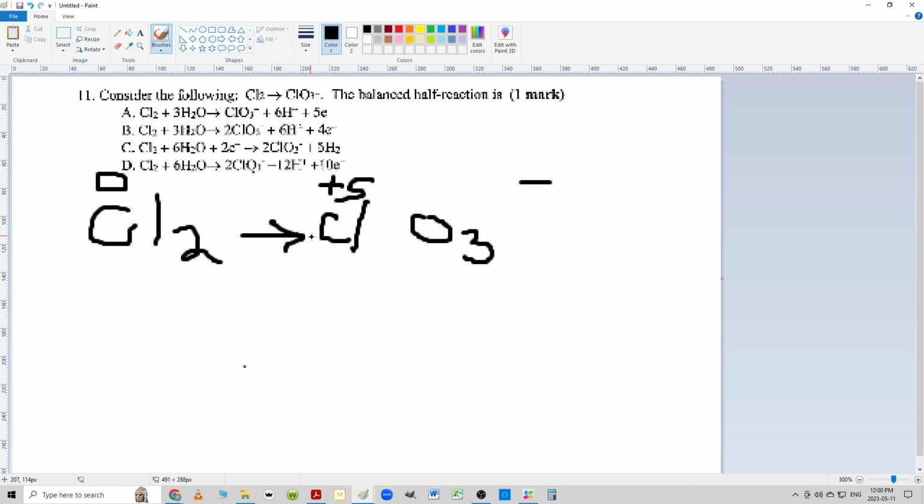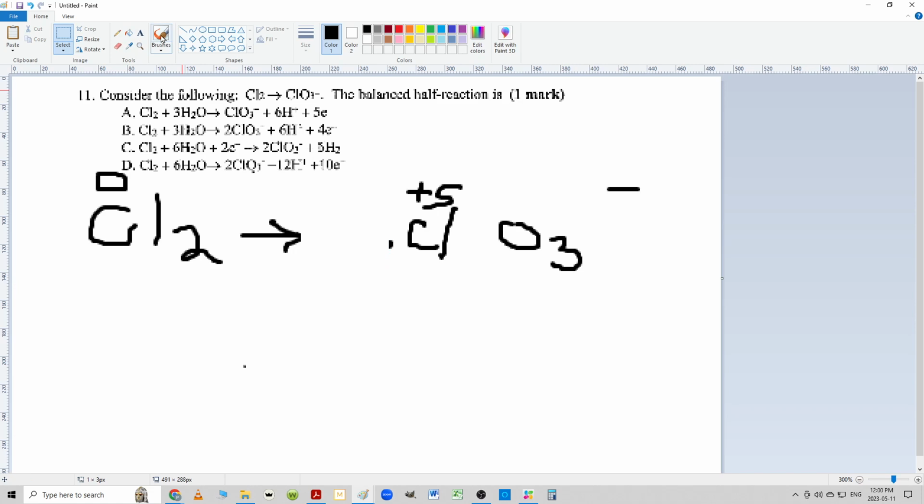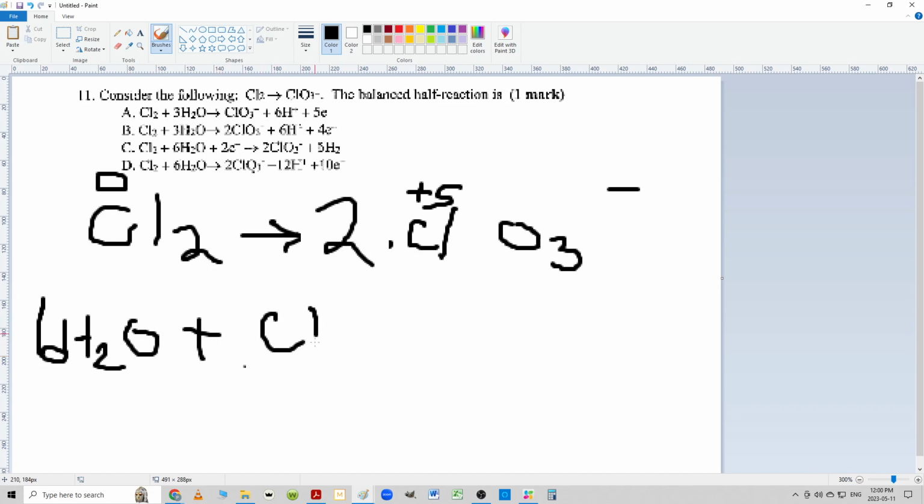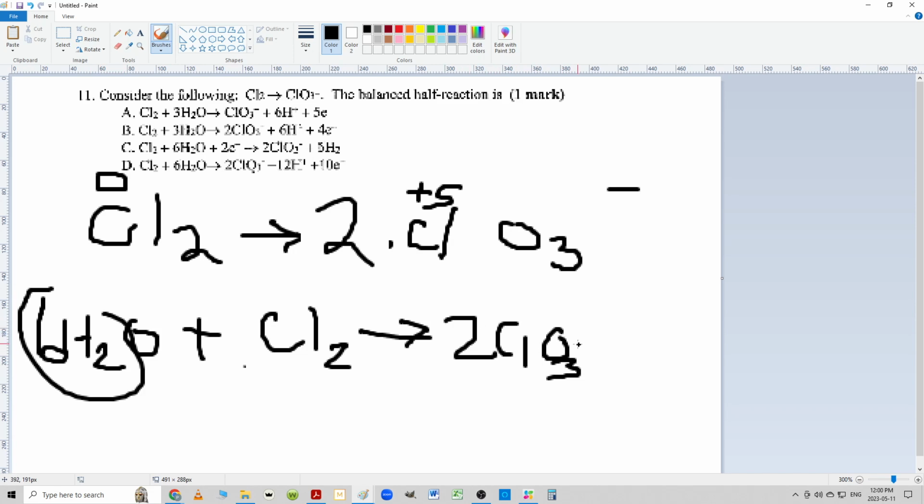Oh yeah, the first thing we have to do is balance the chlorines. So I have to put 2 there. That means there's 6 waters. So I'm going to put my 6. That's where the 6 H2O is coming from. Now I have to ClO3. Now I've created 12 hydrogens.